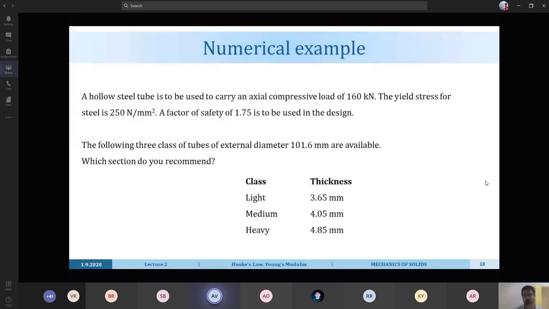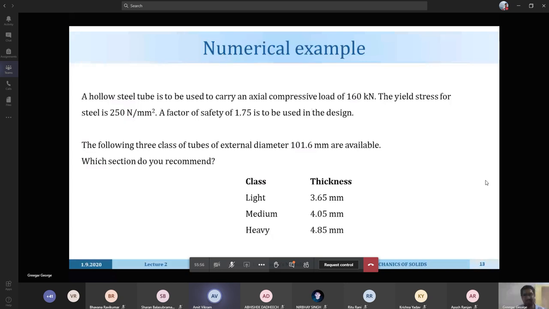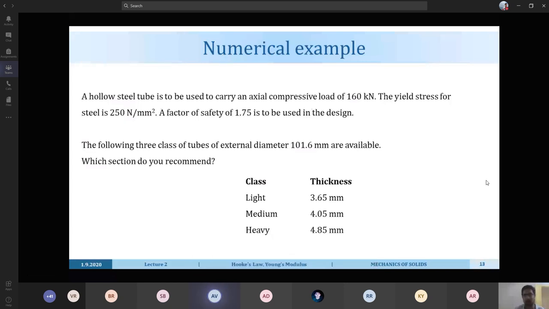So you actually are doing it in a reverse way. Usually we start with this. We will try to find, because we are dealing with the term called permissible stress allowed in a structure. So in that sense, the way you have done is also correct.